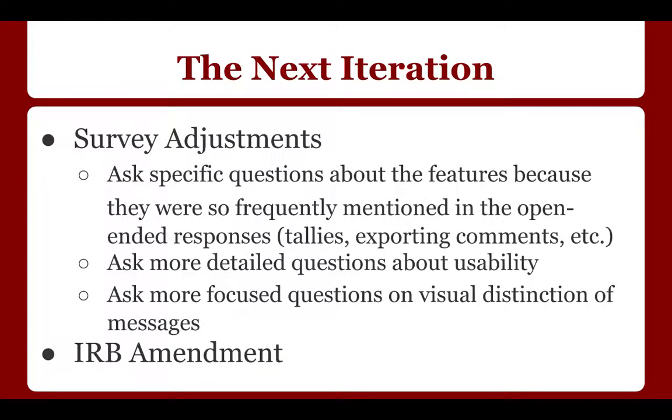So moving forward with this, there are things that I would like to do before the next iteration, which will hopefully be with the working prototype soon. First thing I need to do is make some survey adjustments. Like I was talking about earlier, I'm really glad that I got to do this with the paper prototype before doing it with the working prototype, because I need to work on my survey a little bit. The first thing I need to do is ask specific questions about the features, because they were so frequently mentioned in the open-ended responses. So I need to ask specific questions about tallies, about exporting comments, about the appearance of the colors.